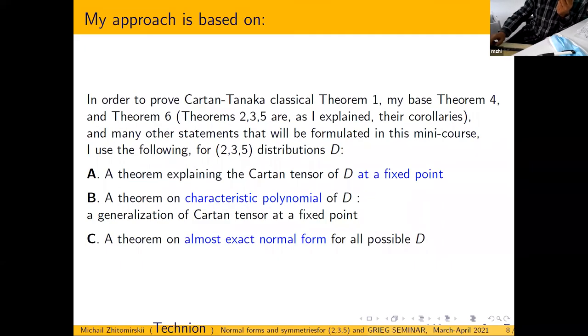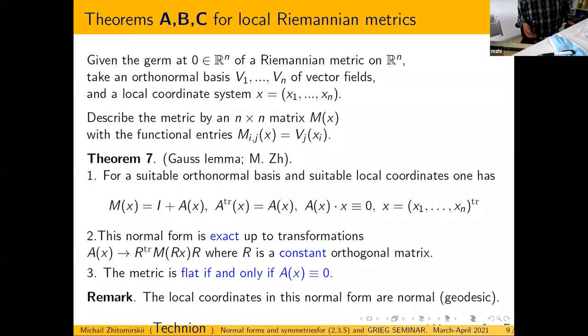So this I need, but it requires certain techniques, and I will do that. But to give you an idea of how I am doing A, B, and C, I will explain this A, B, and C for an even more classical but much simpler problem: local classification of Riemannian metrics. And what is it, Cartan? The curvature term. So let us do this. I need this not only because it is very useful in itself, but secondly, I will do the 2-3-5 distribution using exactly the same approach. Here everything is much simpler than for the 2-3-5 distribution, but conceptually, I will do the same.